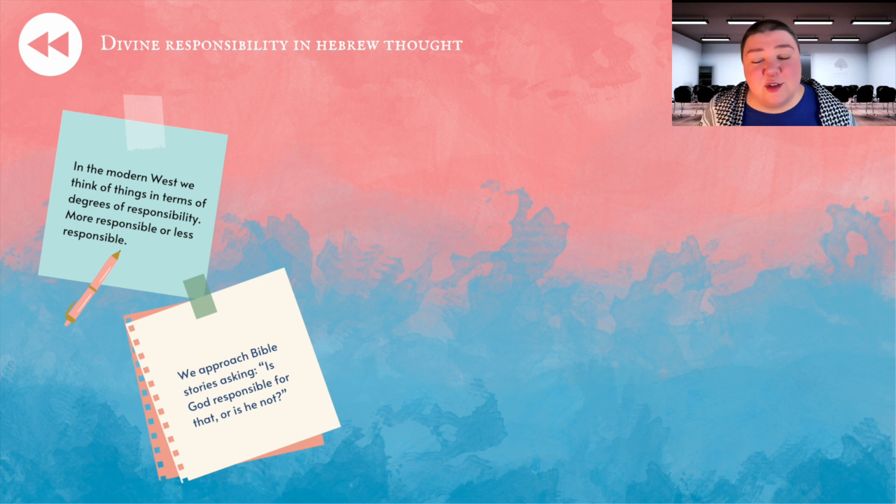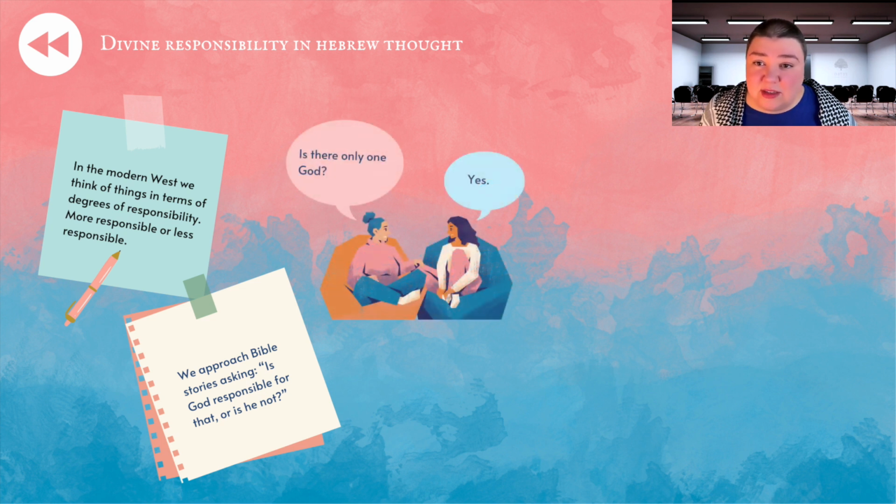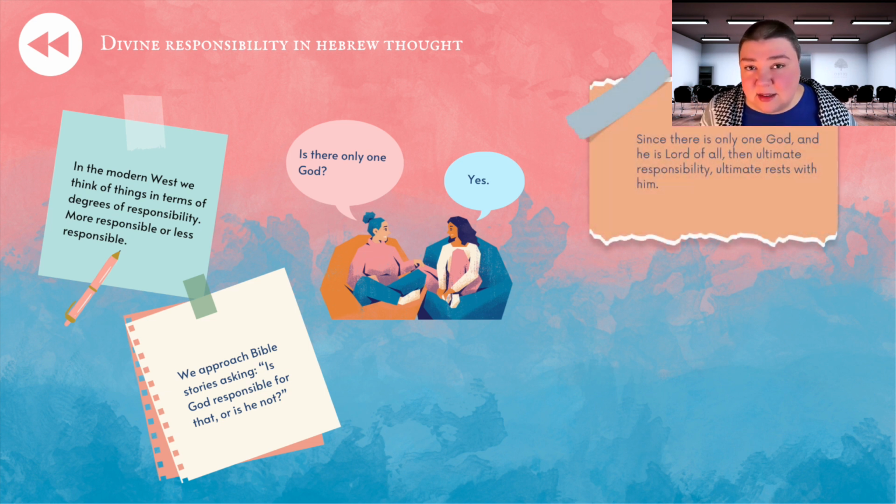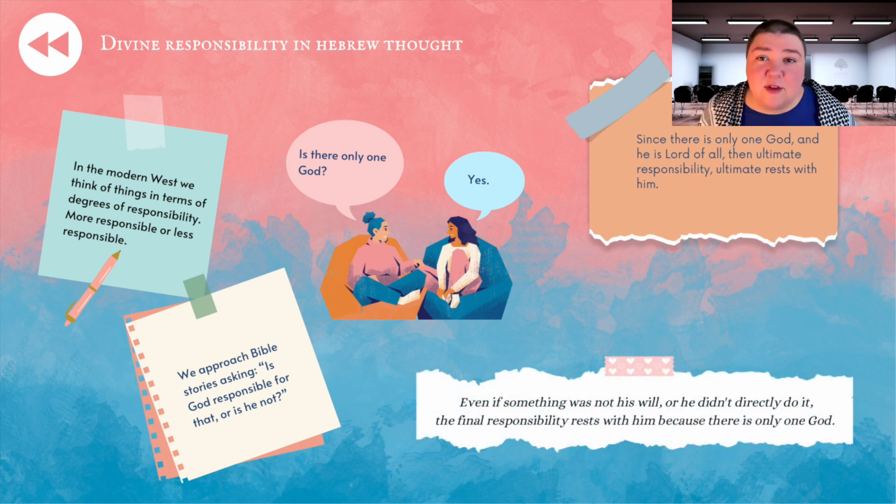Now, this is where we have to try to enter a different world, because unlike us, the Hebrews thought of God's involvement in the world along these lines. Question, is there only one God? Answer, yes. Since there is only one God, and he is Lord of all, then ultimate responsibility rests with him. Even if something was not his will, and he didn't directly do it, the final responsibility rests with him because there is only one God.